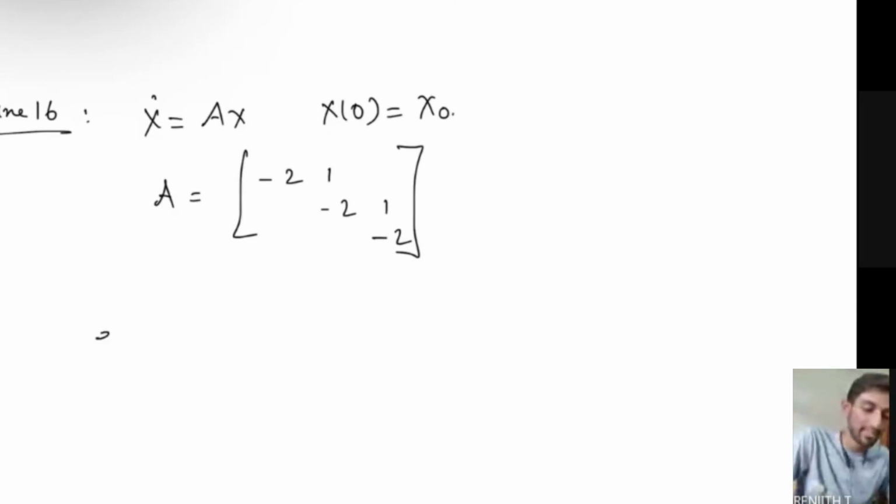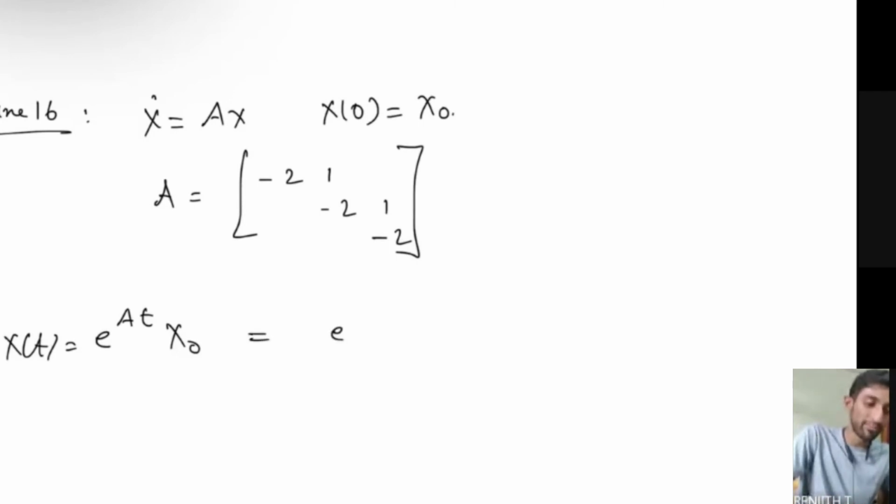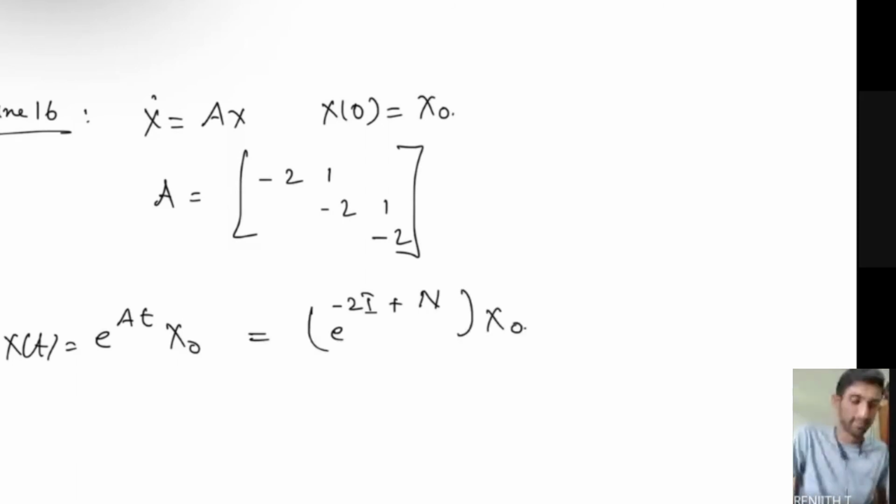Okay, so here the answer will be x of t will be e power at times x naught. Okay, so here what will you do? E power, what will you get? Minus 2I times and another vector. I am naming it as nilpotent n times x naught. Okay, so what will be e power minus 2 times t? Okay, so this will be e power minus 2t times, what is exponential? Okay, I will write one more step.